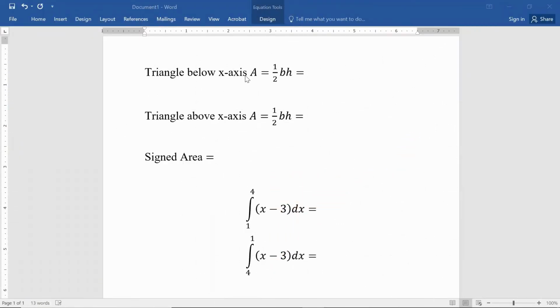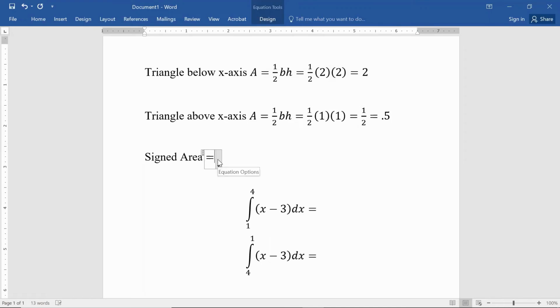The triangle below the x-axis, we said has base of 2 and height of 2. That means the area of the triangle below the x-axis is 2. The triangle above the x-axis had base of 1 and height of 1. So the triangle above the x-axis had area of 1/2 or 0.5. I think I'm just going to write 0.5.